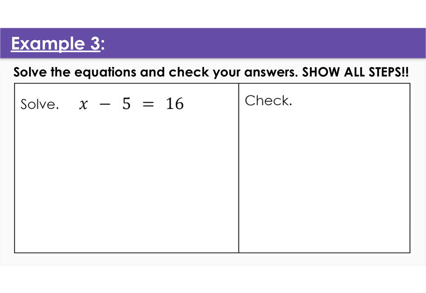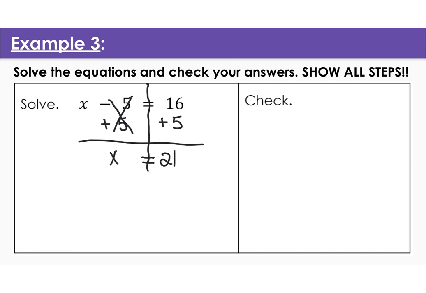x minus 5 equals 16. So I'm going to draw my line. This is minus, so the opposite of subtracting is adding. So I'm going to add 5 to both sides. A negative 5 plus 5 is 0. That means I'm left with x equals 21.